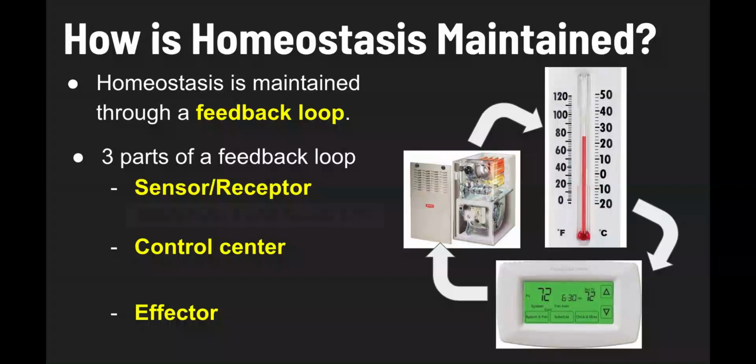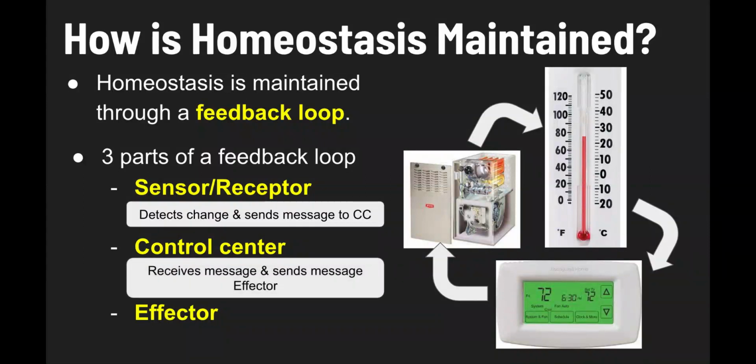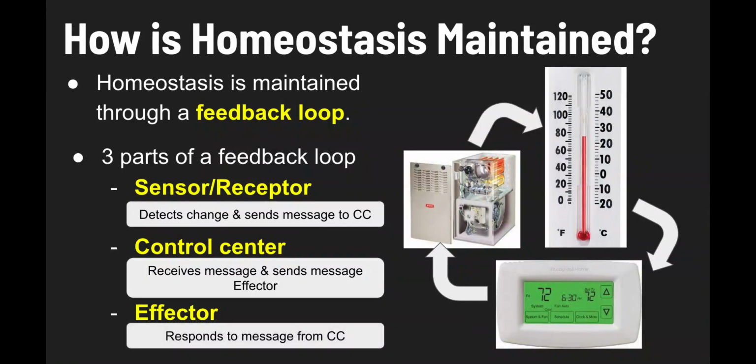And the job of the sensor is to detect change. And once the change is detected, a message is sent to the control center. So that's the sensor's job: detect a change, and send the message to the control center. The control center receives that message and then sends a message to the effector. And then the effector responds to the message from the control center.